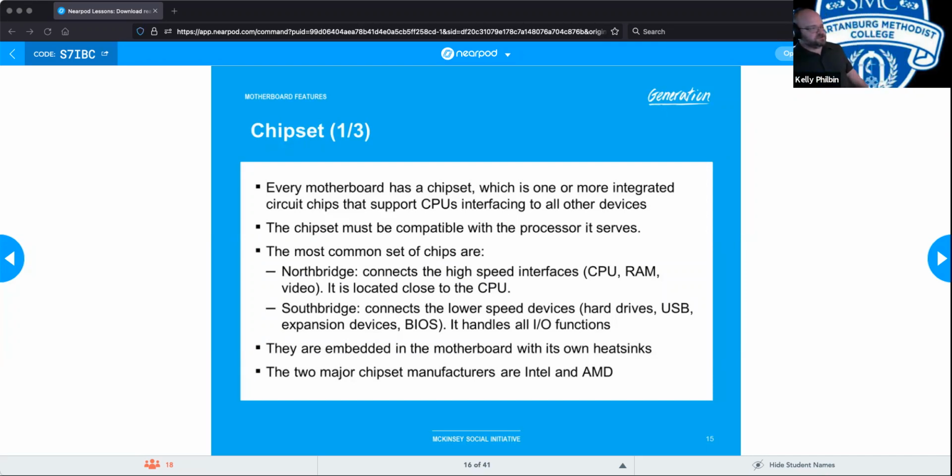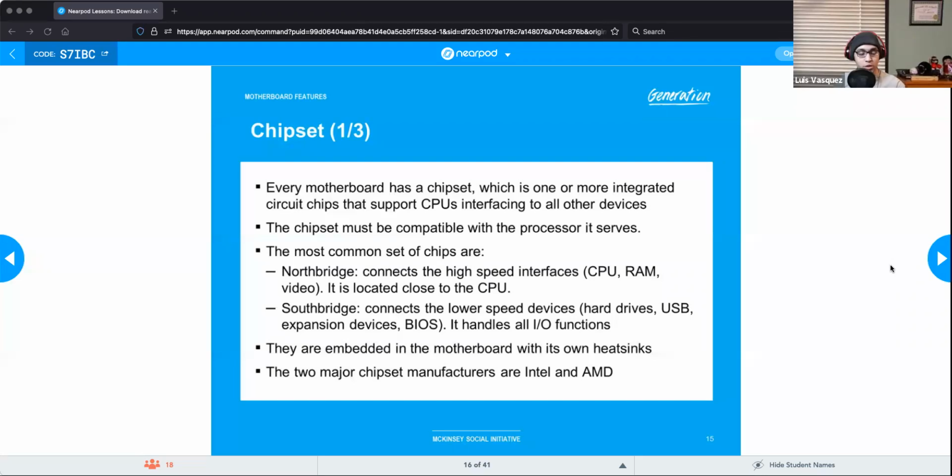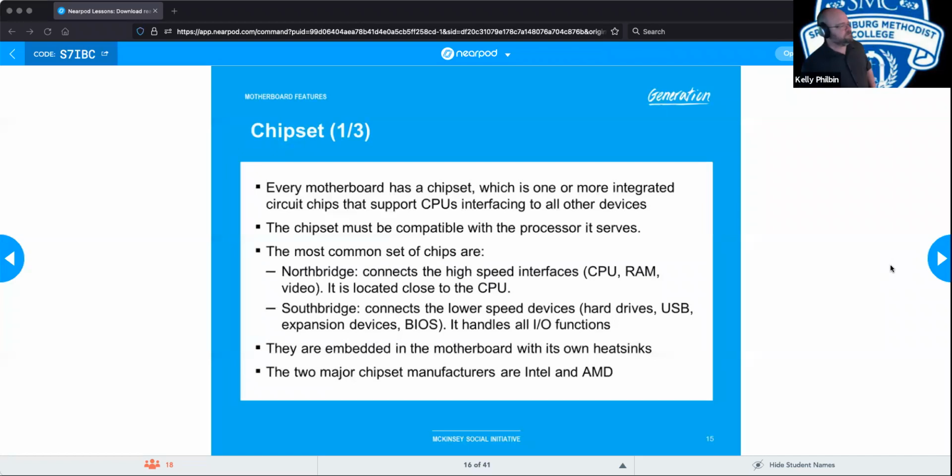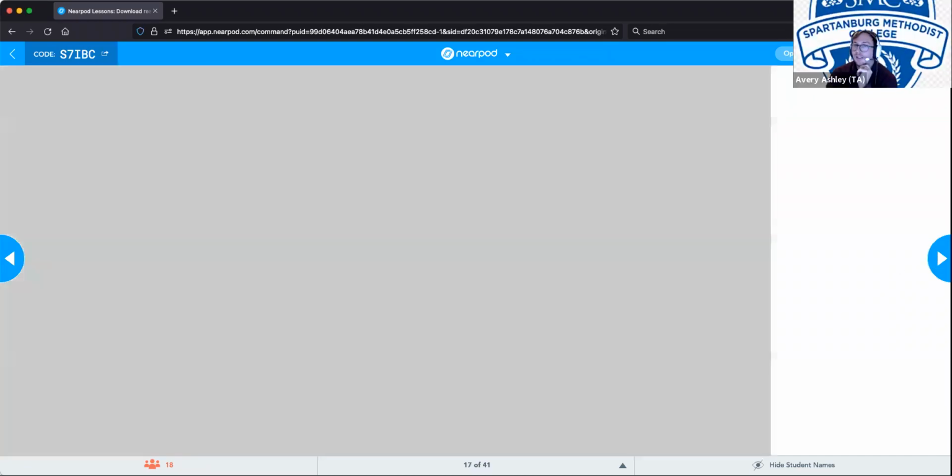We talked about yesterday the two major chipset manufacturers, Intel and AMD. How do we know if it's an AMD chip? How do we know if it's AMD? Has pins, and Intel is very smooth in the back. There you go. AMD has pins. Very good.